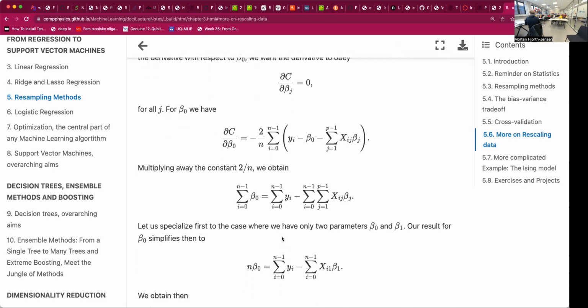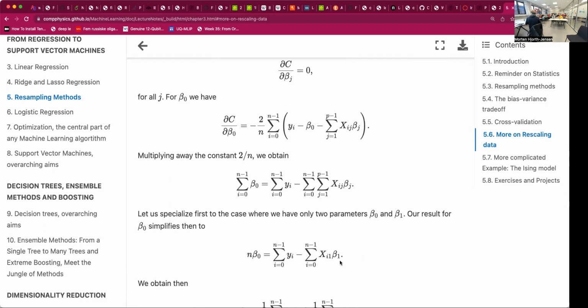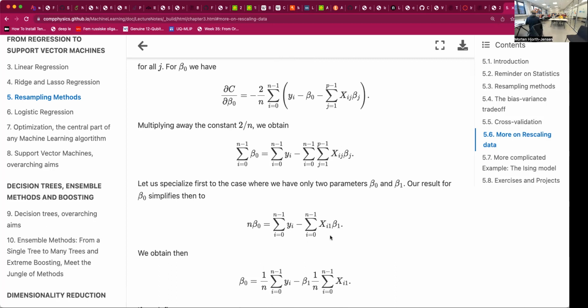And so we can then just sum up. So we get n times beta 0 is now equal to the sum of y_i minus, and in this case, I'm just looking at 2 possible parameters. So I'm just fitting a straight line, beta 0 and beta 1. And then what I get now is just this sum over all the values here, multiplied with beta 1, and I have isolated beta 0. In general, you would have a sum over all the j's as well. But now I'm just specializing to beta 0. There's only 2 parameters, the intercept and the slope.